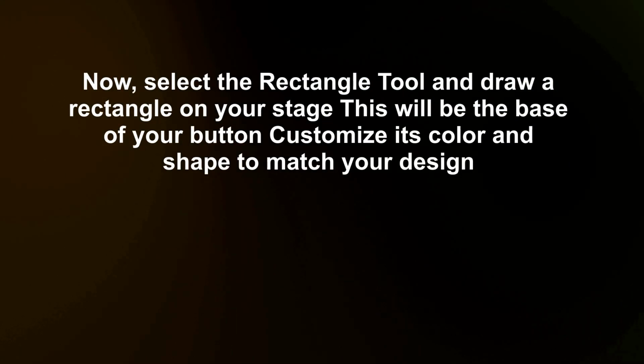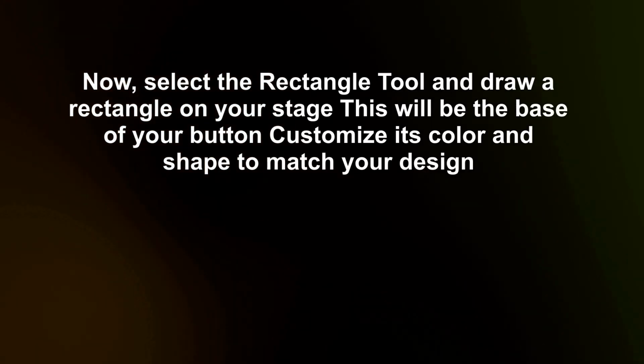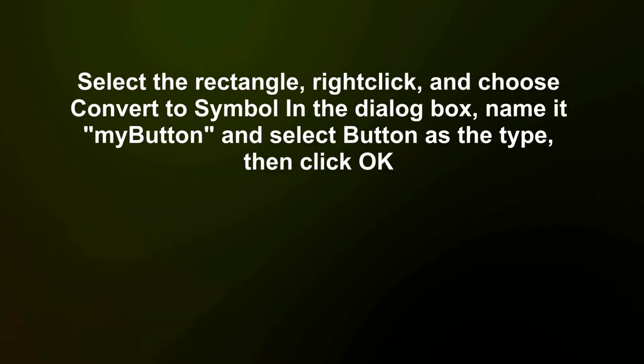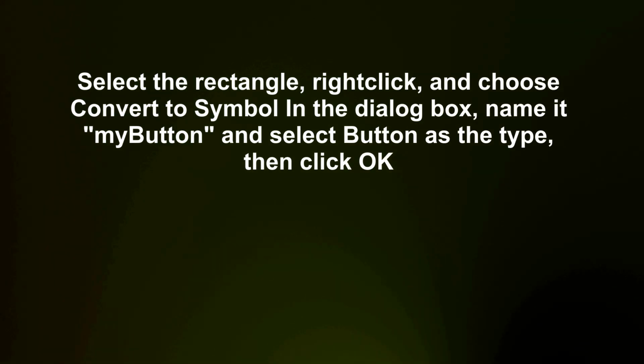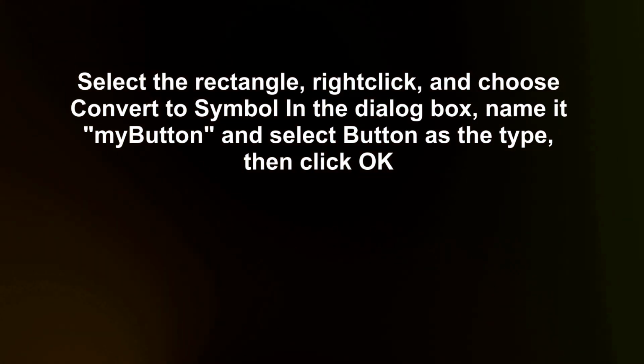Now, select the rectangle tool and draw a rectangle on your stage. This will be the base of your button. Customize its color and shape to match your design. Select the rectangle, right-click, and choose Convert to Symbol in the dialog box. Name it My Button and select Button as the type, then click OK.